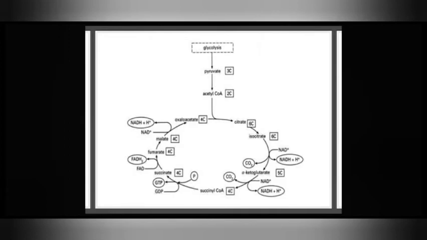Now it is a 4 carbon compound, succinate, which gets converted to fumarate. At this step, 1 FAD gets reduced to FADH2. This fumarate is now converted to malate, which is also a 4 carbon compound. And when malate gets converted to oxaloacetate, 1 NAD is reduced to NADH2. You can see in the glycolysis process, 2 molecules of pyruvate are produced, so whatever products are produced here, we have to multiply by 2.